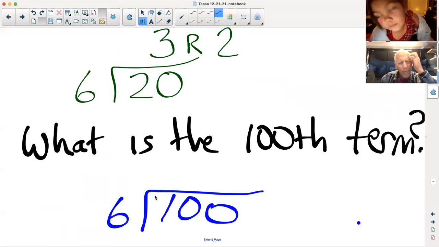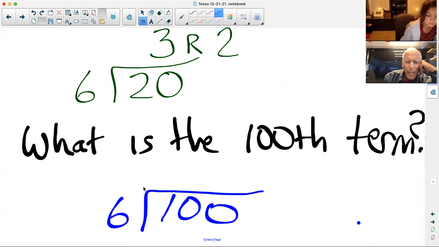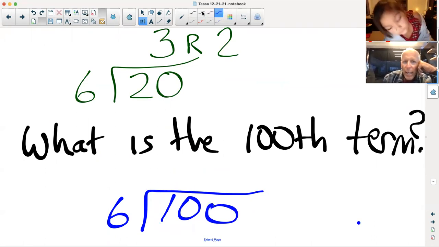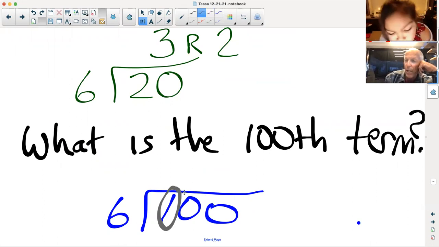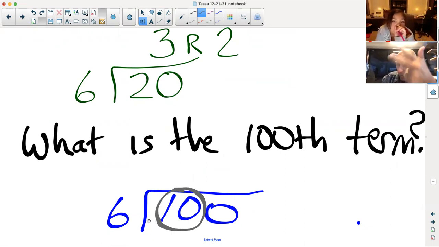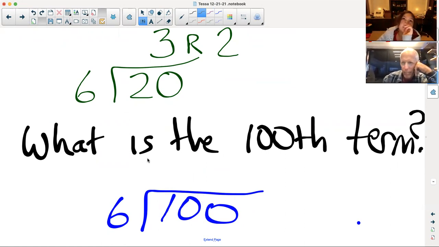Here we go, Tessa. So the first thing we do is we say 6 goes into 10 because 1 is too small for 6. Do you agree that 6 does not go into 1? Yes. So we bypass the 1 and we now say, hey, how many times can I count 6, 12, 18, 24. How many times does 6 go into 10?